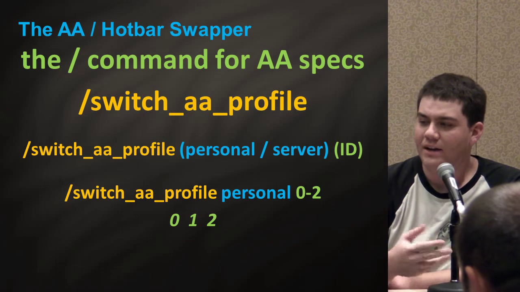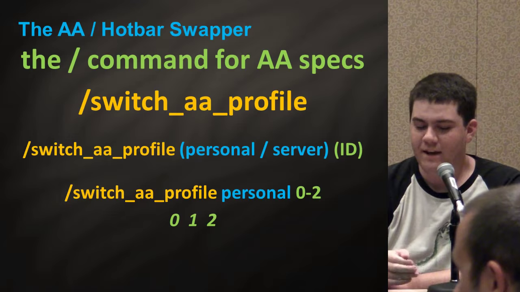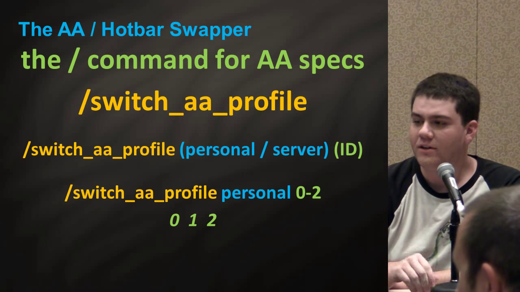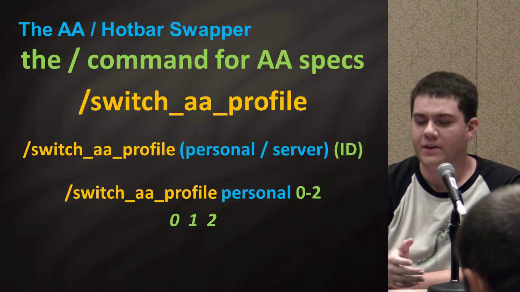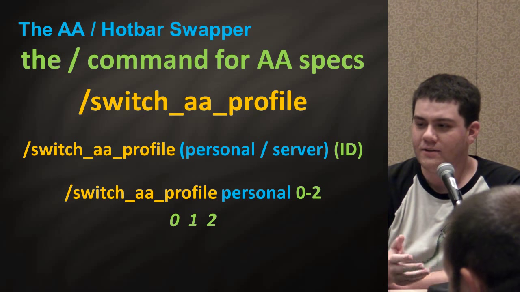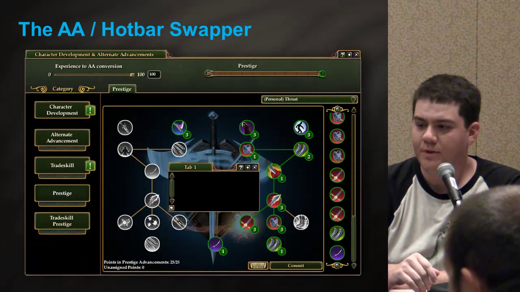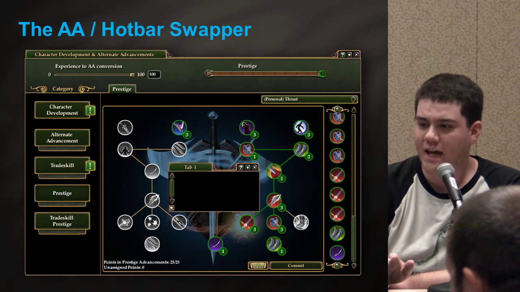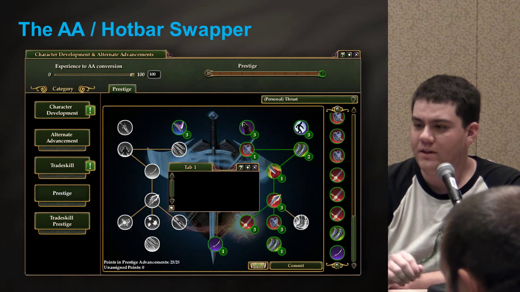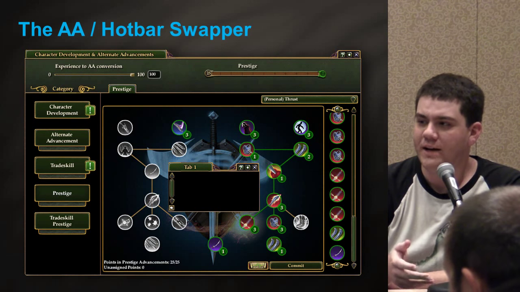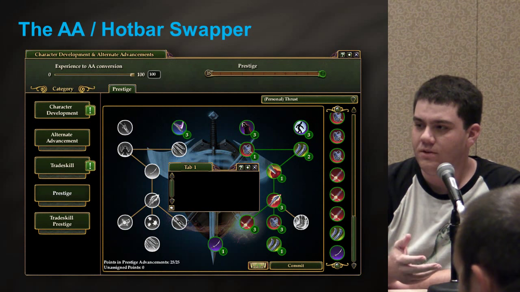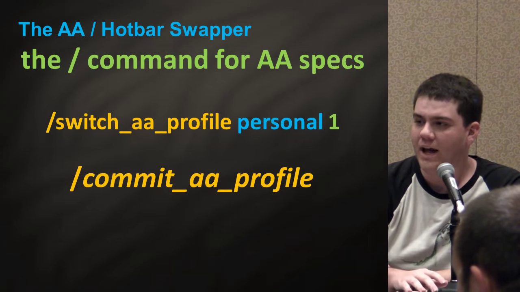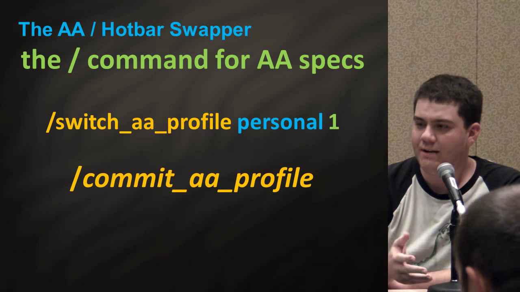So I go in there and say, okay, I'm going to try this out and see what's going on. Sure enough, I figure out it's definitely personal and 0 through 2 for the different AA specs. So I got that right, and I just try it in game. I'm not doing anything other than typing in these commands. I'm doing the switch AA profile, and I'm typing a different number every time. And sure enough, it's finding all my different personal specs in there. So it's loading it, and now I know I just need to do the commit command to apply it. So I'm feeling pretty confident on there.